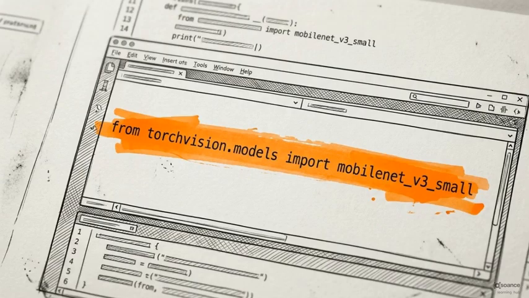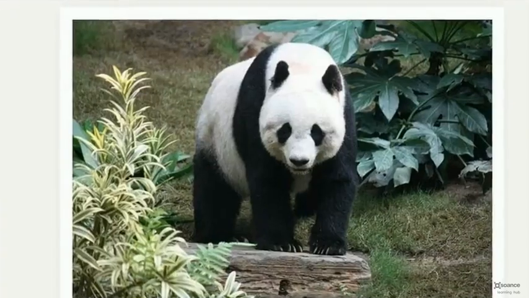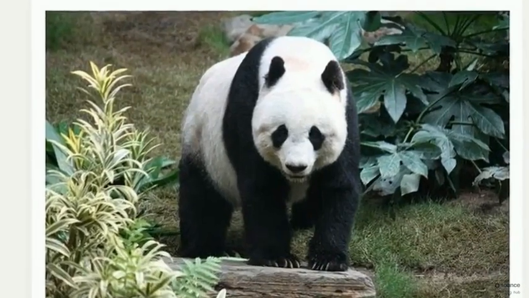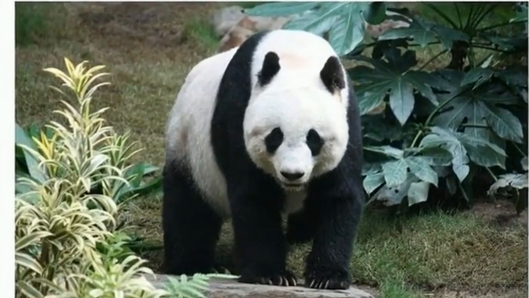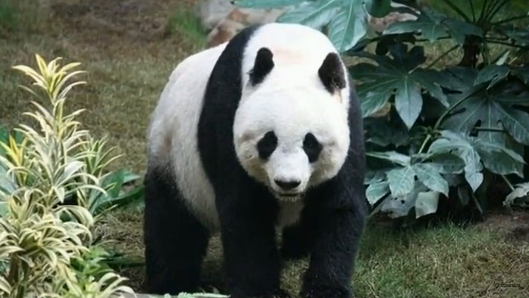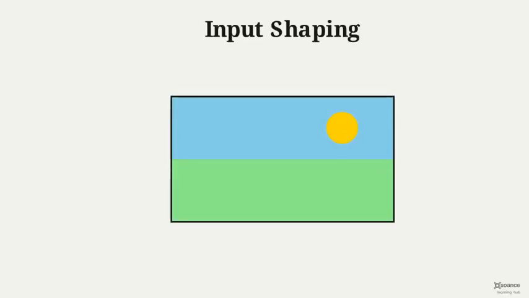Our primary task is to apply the lightweight MobileNet v3 small model to a single test image within the PyTorch environment. We will use this photograph for our test. The model must analyze these pixels and accurately identify the subject. Successful implementation depends on correct input shaping.